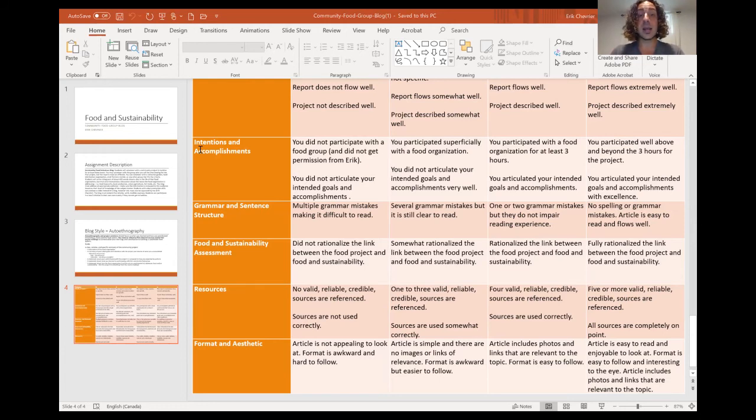This is the next assignment that you're going to be partaking in, or the next blog assignment at least. So if you have questions or concerns, feel free to address them now. Okay, it doesn't seem so.